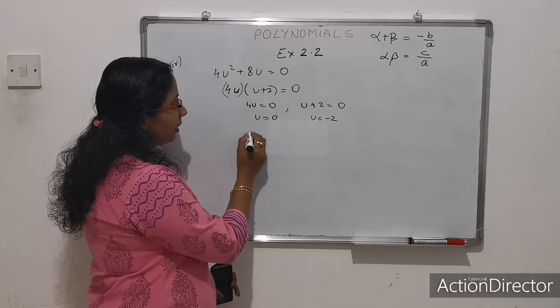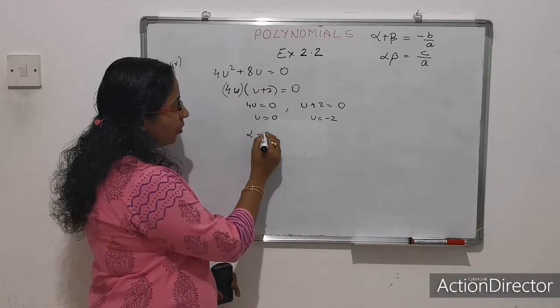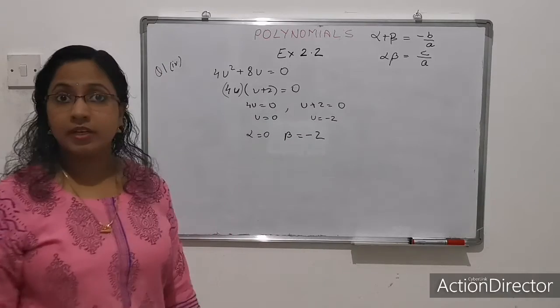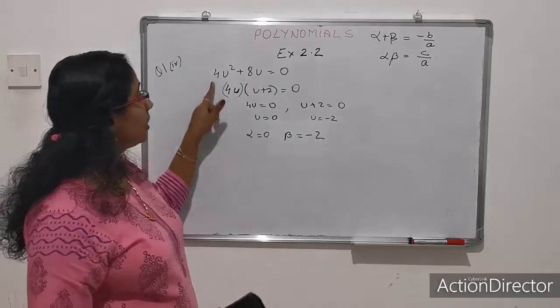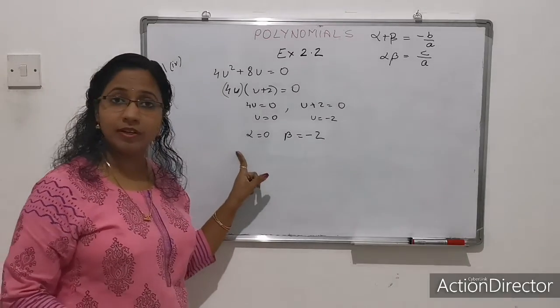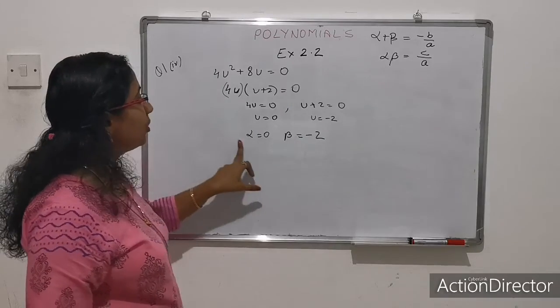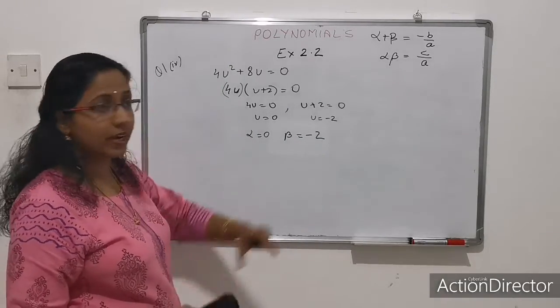So alpha becomes 0 and beta becomes minus 2. Clear? Easy thing. Okay, no need of middle term splitting and all those things, you don't have the C. Okay, and this is more easier. So you got alpha and beta.